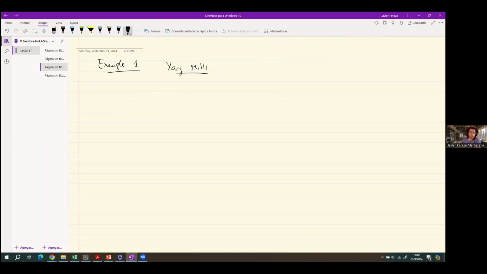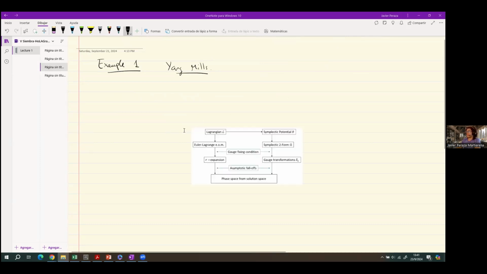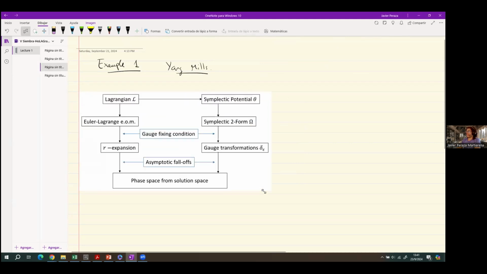And before going to the example, just mentioning that what we want to do is, at the beginning, what one has to deal with is, okay, you have a Lagrangian, and you want to construct the phase space, the final phase space. So you have to go through all these things to construct the phase space.